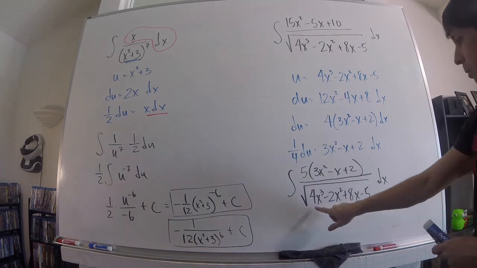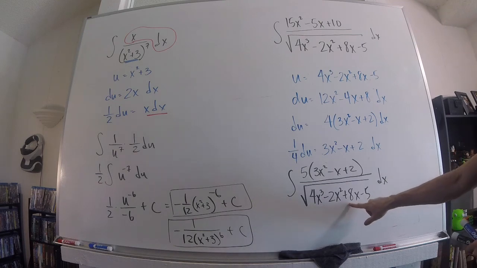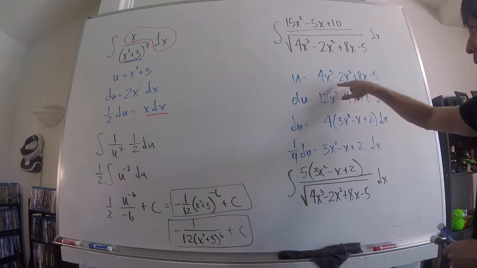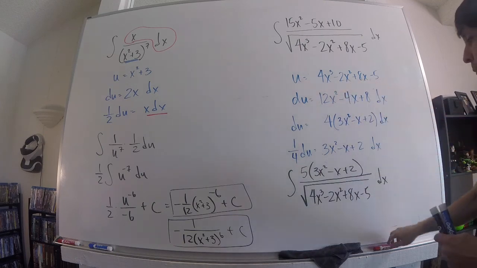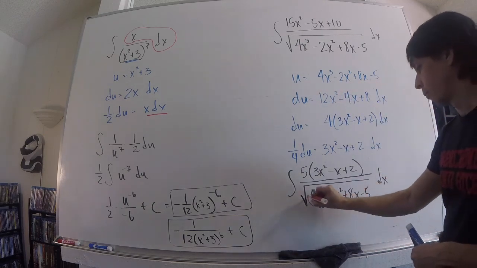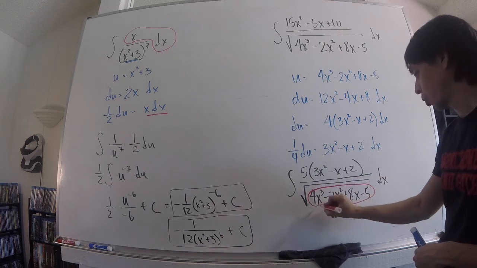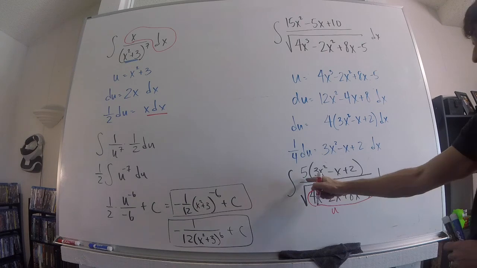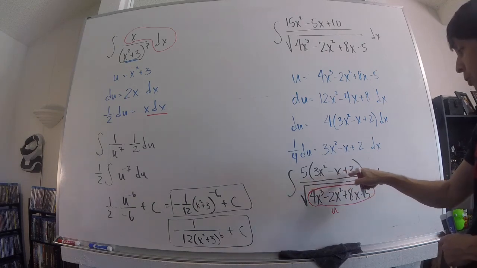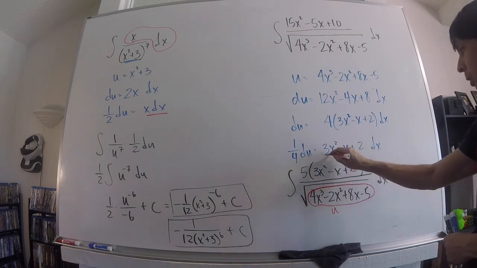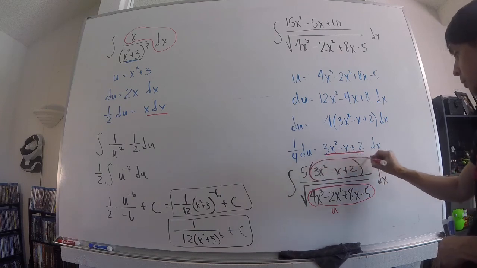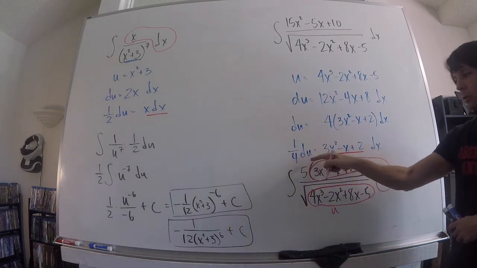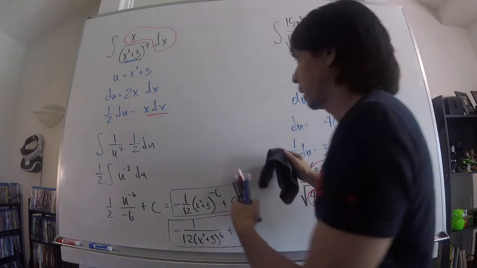Alright, 4x cubed minus 2x squared plus 8x minus 5 in the square root in the denominator, that's my u right there. So I have a clean square root of u there, but I have a lot of other pieces that need to be accounted for. If I factor in that 5, I can see I got a 3x squared minus x plus 2, which is exactly what I have there. So that times dx together will be 1/4 du. All right, this is working out.